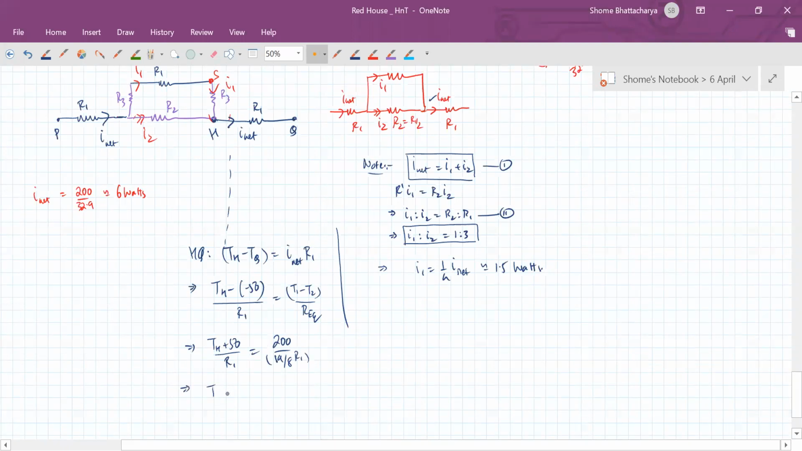So temperature at H will become 200 into 8 by 19 minus 50. That I can write as 50 into 32 by 19 minus 1. That is 50 into 13 by 19.